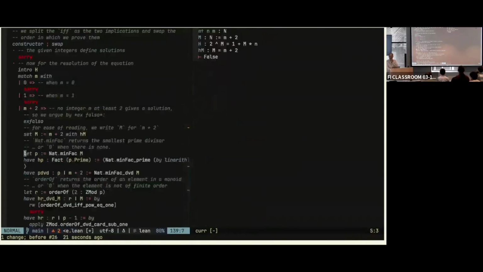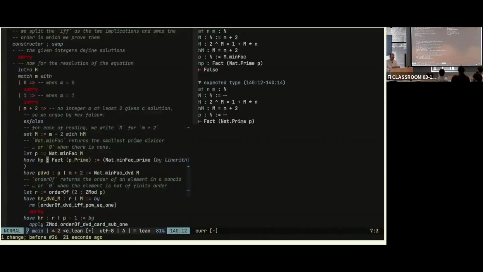Actually it never returns 0, because it always returns a divisor. So if the input is 1 it returns 1, and if it's 0 it returns 2. So 2 is a divisor of 0. It's the smallest prime number that divides 0. So it's just for 1 that it returns 1, which is not a prime. Okay, so here you see, you're right.